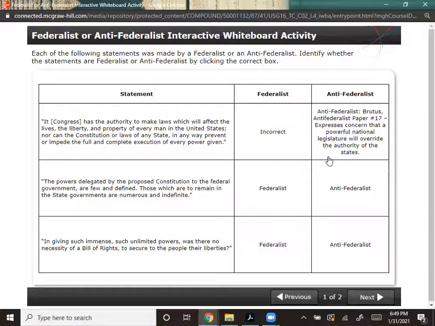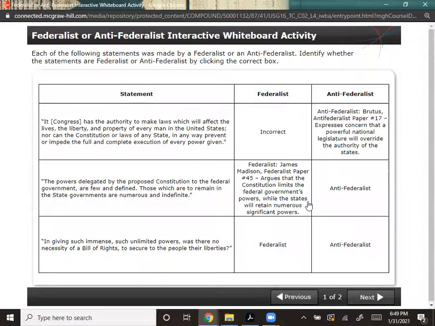The next one, let's see if I get this one right. The powers delegated by the proposed Constitution to the federal government are few and defined. Those which are to remain in the state governments are numerous and indefinite. Well, let's see. Federalist James Madison in Federalist paper number 45 argues that the Constitution limits the federal government's powers while the states will retain numerous significant powers.